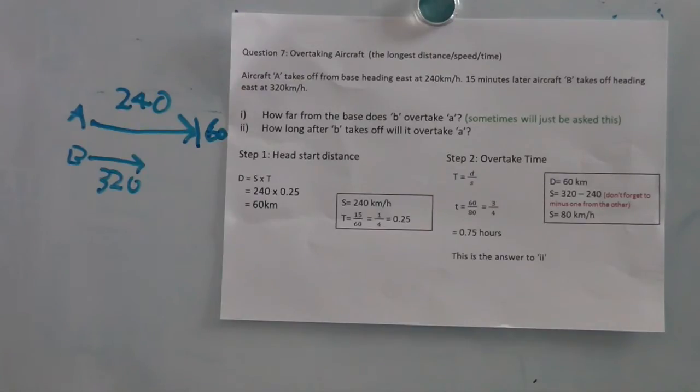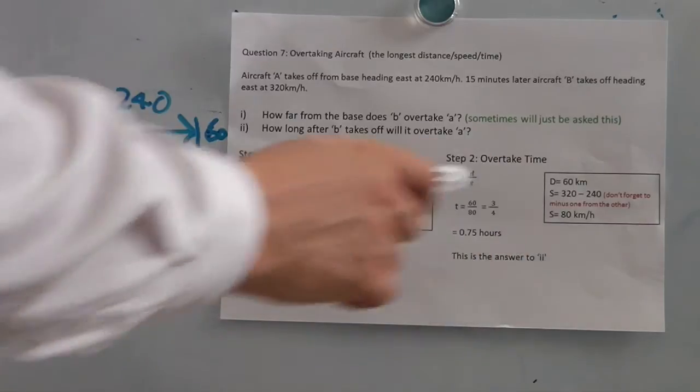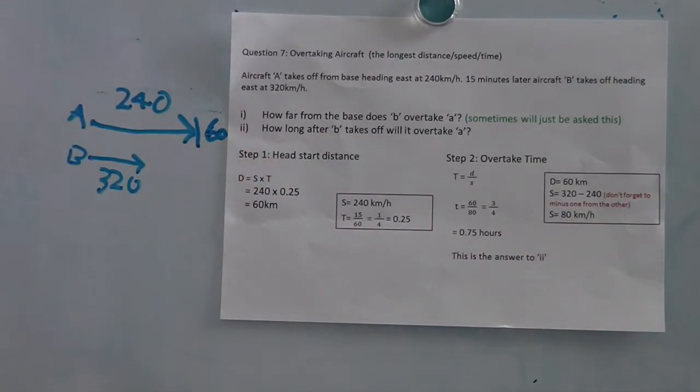Now, step 2 is working out the time, which is the second component, the time that it takes for aircraft B to overtake aircraft A. Now, we know that the distance that it needs to travel is 60 kilometers. That's the distance it needs to make up. And it needs to make up that distance at the increase in speed that it's traveling at. So it's traveling 80 kilometers faster than aircraft A. So how long would it take an aircraft traveling at 80 kilometers an hour to travel 60 kilometers? And that's basically what you're working out for the overtake time.